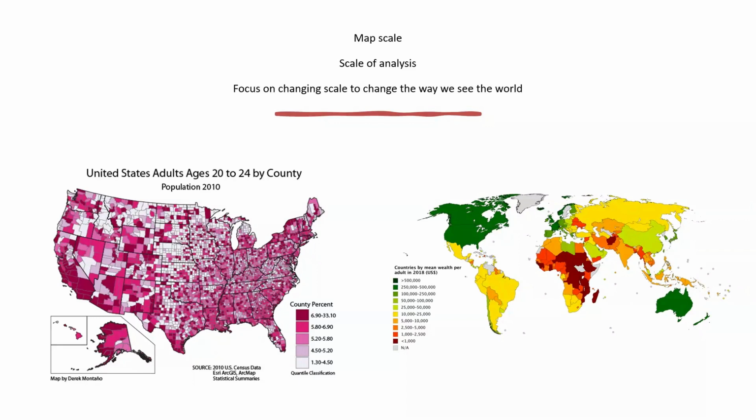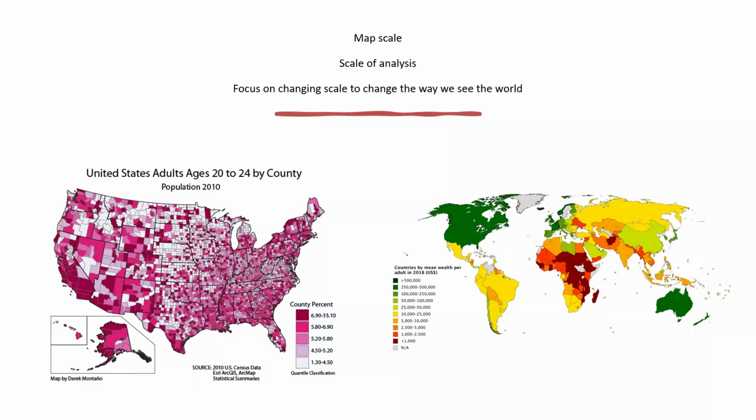On the right, we see a map of the whole world. So we have a global map. But the scale of analysis, how we're getting our data about what's happening, is going to be by country.